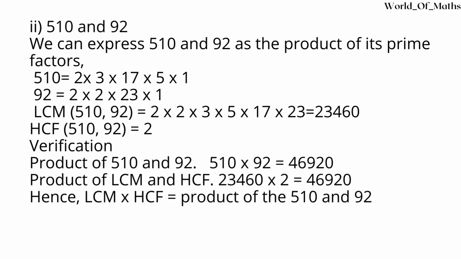And here for LCM, we take the greatest power of all the factors involved, which is 2 multiplied by 2 multiplied by 3 multiplied by 5 multiplied by 17 and multiplied by 23, which is equal to 23,460. And for the highest common factor of these two numbers, there are two common factors, which are 1 and 2, and the highest one is 2. Let's verify the formula. The product of 510 and 92 gives 46,920, and the product of their LCM and HCF will also give 46,920.